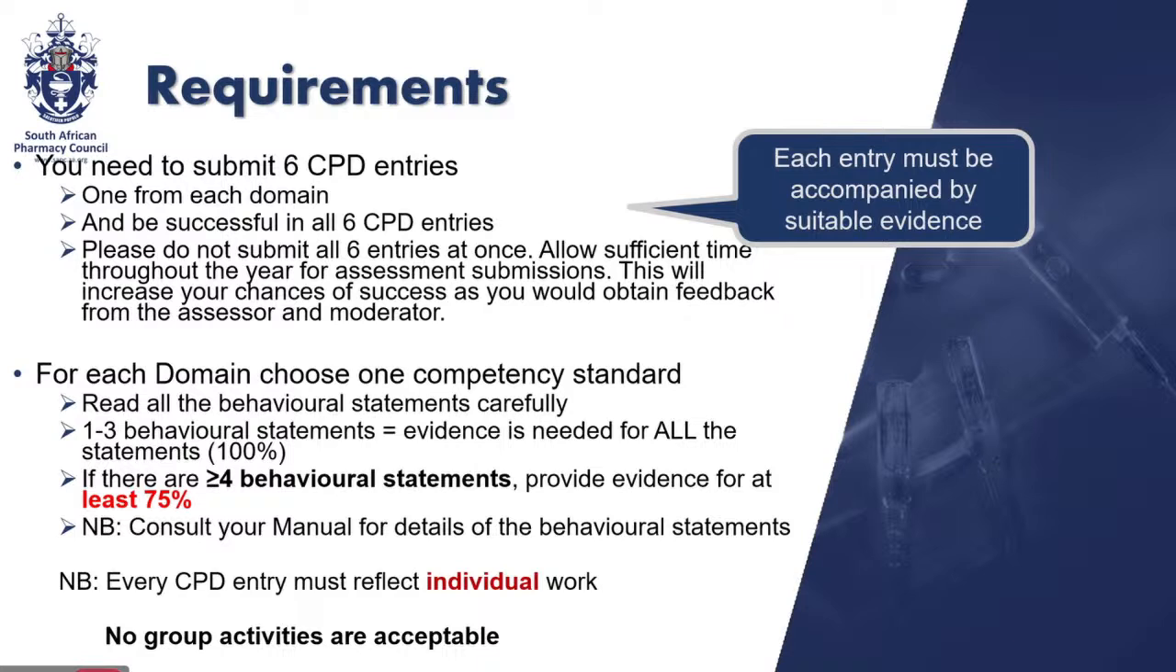So for each domain, choose 1 competency standard. Read all the behavioral statements carefully. If there are 1 to 3 behavioral statements, you have to provide evidence for all of them. If there are more than 4, some competency standards have 9 or 8, you have to provide evidence for at least 75%.